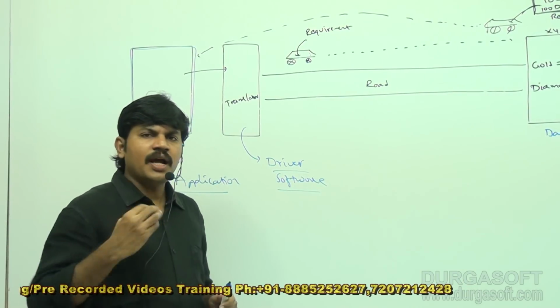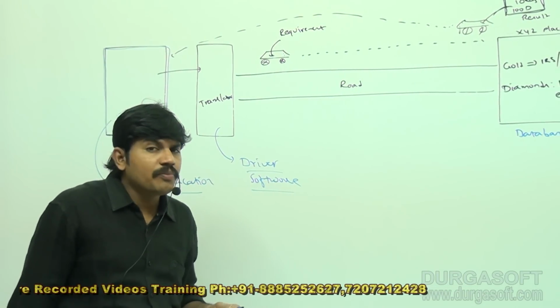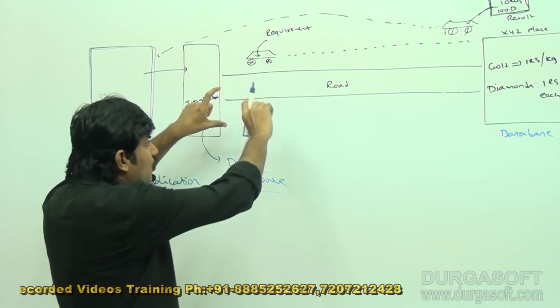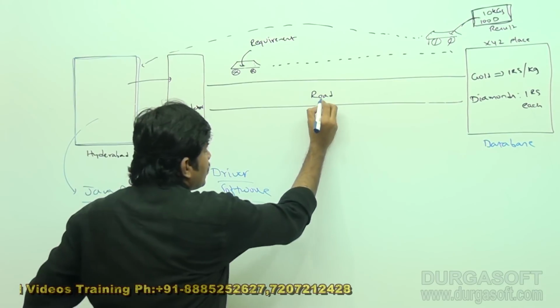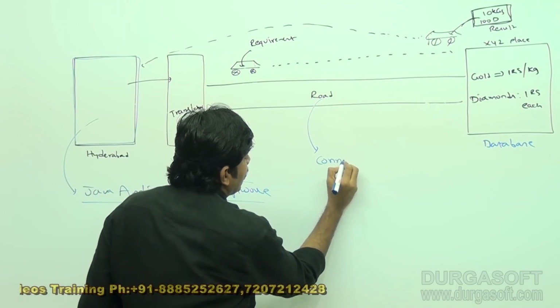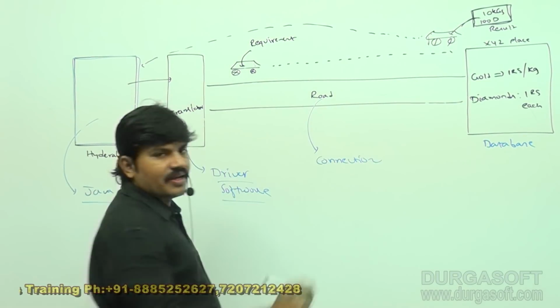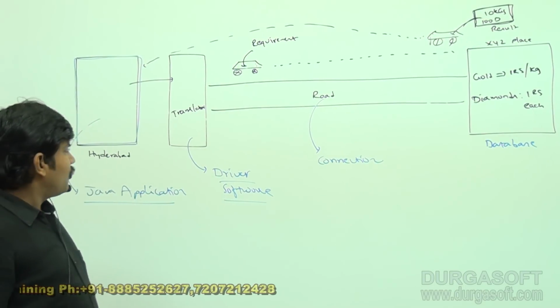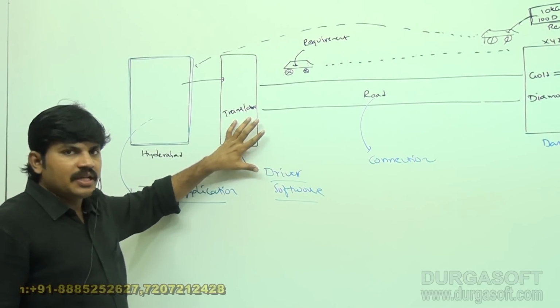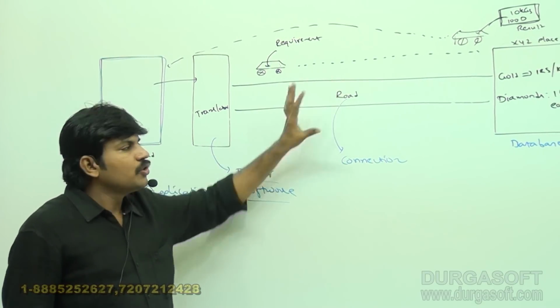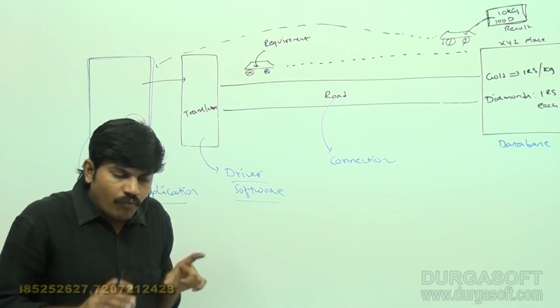Next, I have to build the road. This road between the Java application and the database is nothing but the connection. Now the Java application is there, driver software is there, and next, the connection is also there to communicate with the database.